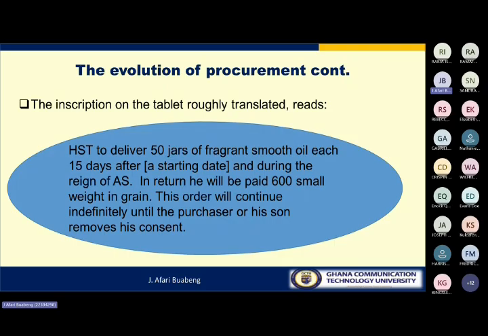So look at it. This order will continue indefinitely until the purchaser or his son removes his consent. So from this short order, can you tell me the name of the purchaser? Who can tell me the name of the purchaser? I know some of you are into practice, so tell me, who is the purchaser? Can you identify the purchaser here? I want to hear your voices, so please.